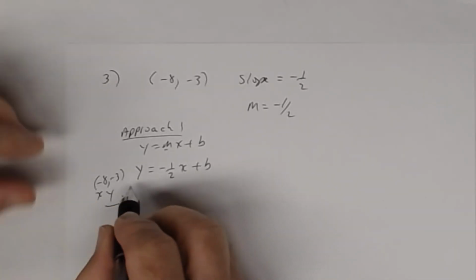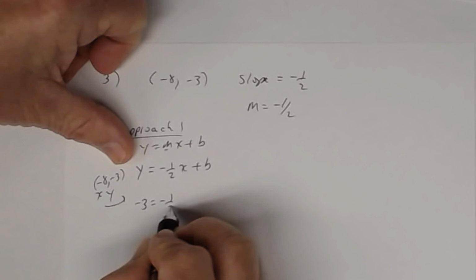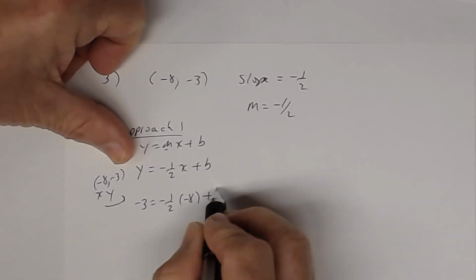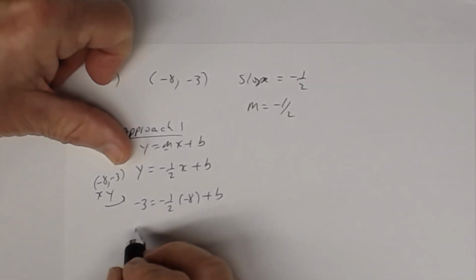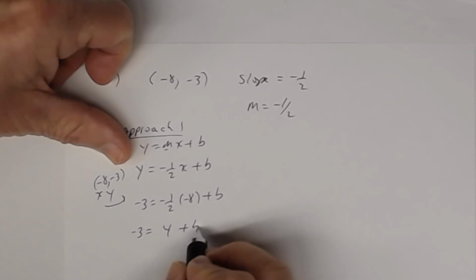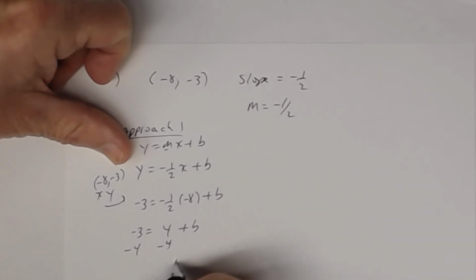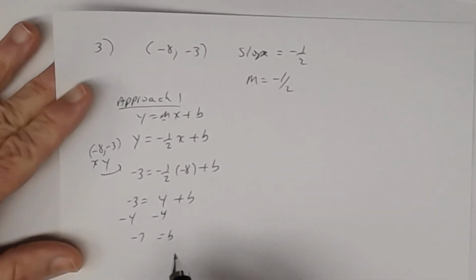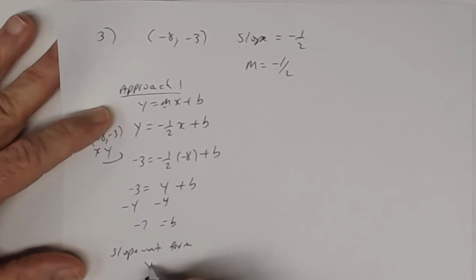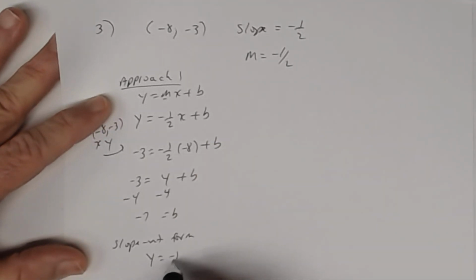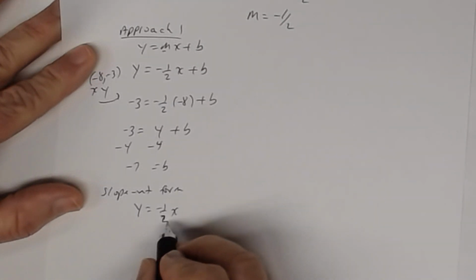Substitute that into here. I get y, negative 3, equals negative 1/2 times x, which is negative 8, plus b. Negative 1/2 times a negative 8 is a positive 4, right? So negative 3 equals 4 plus b. Subtracting 4 from both sides, I find the y-intercept to be a negative 7. Negative 3 minus 4 is a negative 7. So therefore, the answer in slope-intercept form is y equals the slope, negative 1/2, x, and then b is negative 7. So y equals negative 1/2 x minus 7.